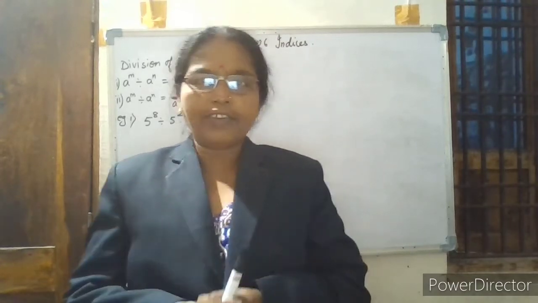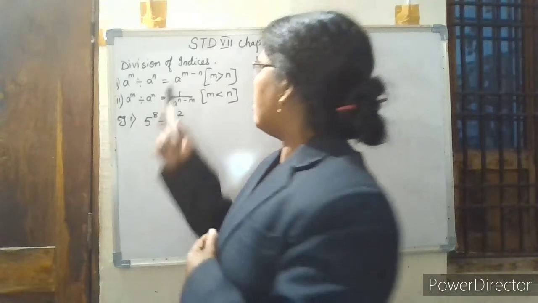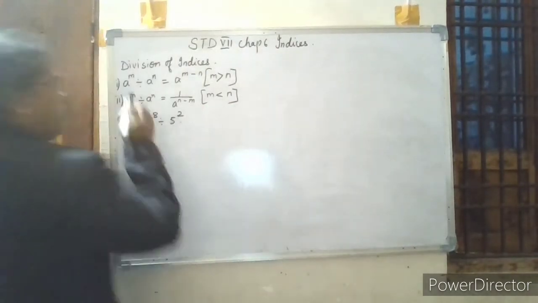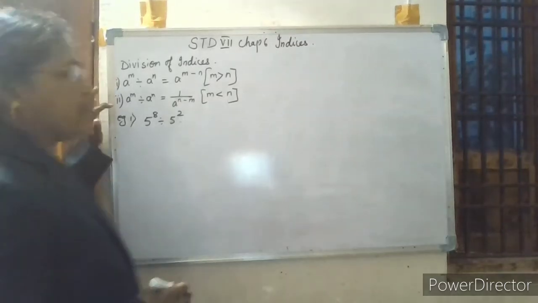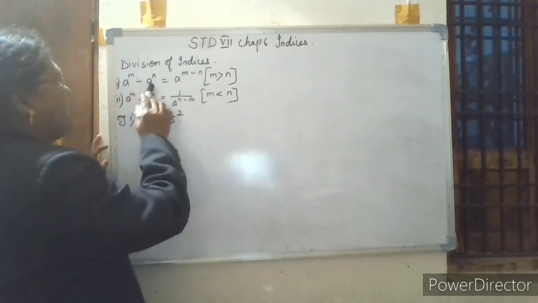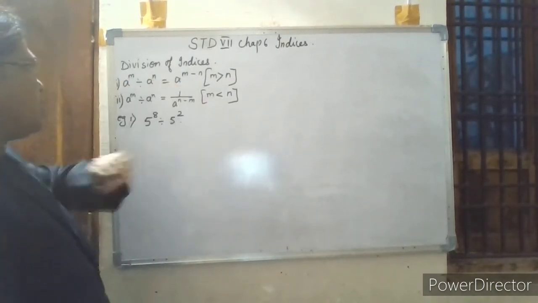Good morning, students. Today let us start with the division of indices. Now see here, I have already taught the division of indices, but there are two types. So the other one I did not teach. a^m divided by a^n is equal to a^(m-n). This is the one formula which I taught.